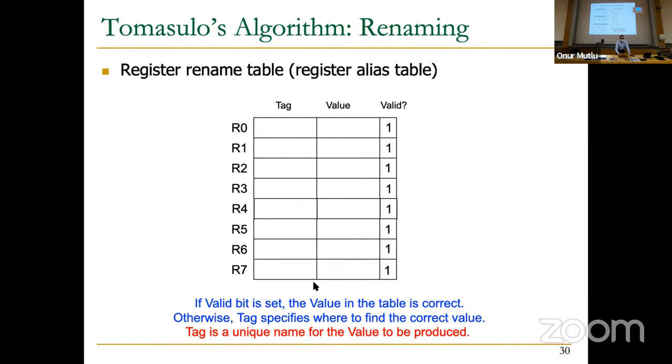So basically, if you remember this picture, each register has a valid bit. If the valid bit is set, the value in the table is correct, meaning the value that's assigned to the register is already written and up to date. Otherwise, the tag specifies where to find the correct value. It could be in the reorder buffer, and as we will see, it could be in the reservation stations. Tag is a unique name for the value to be produced, basically. We're associating a tag value with a tag over here. Okay, keep that in mind.